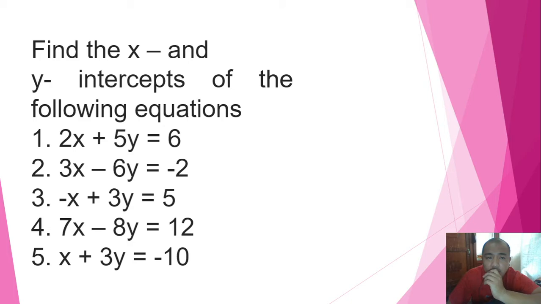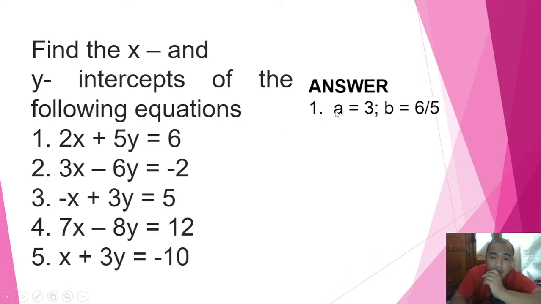Another exercise: find the x and y intercepts of the following equations. Number 1, 2x plus 5y equals 6. I think the easier method is method 1. Just divide all terms by 6 so that the right side of the equation becomes 1. The y-intercept is 6 over 5, and the x-intercept is 6 over 2, so 3. X-intercept is 3, y-intercept is 6 over 5. Correct? Yes, right.